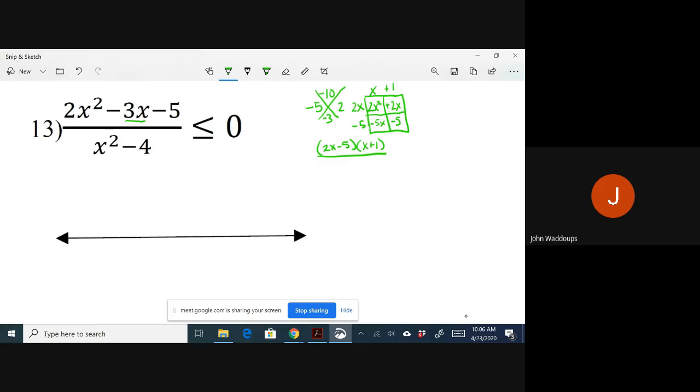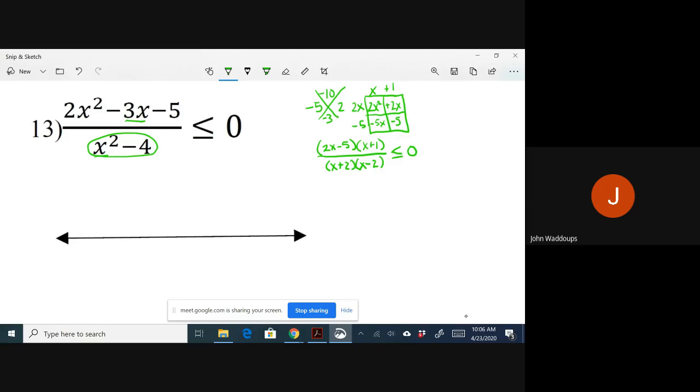In our denominator, this x squared minus 4, that's the difference of two squares. And so remember that difference of two squares factors as conjugate pairs. So that's x times x, and then 2 and 2, one plus and one minus. And then all of this is less than or equal to 0.